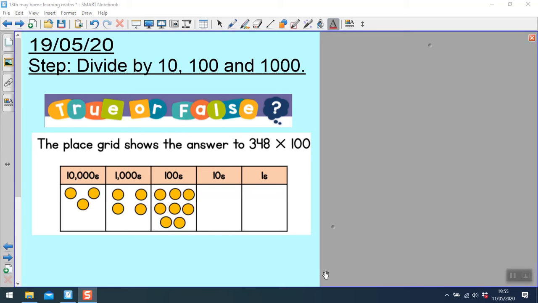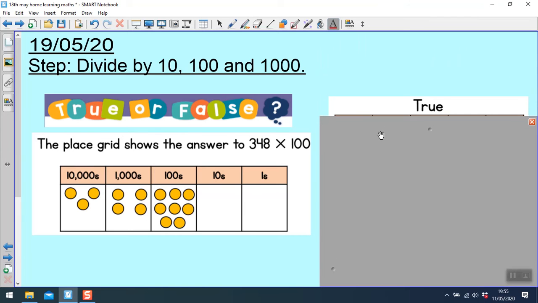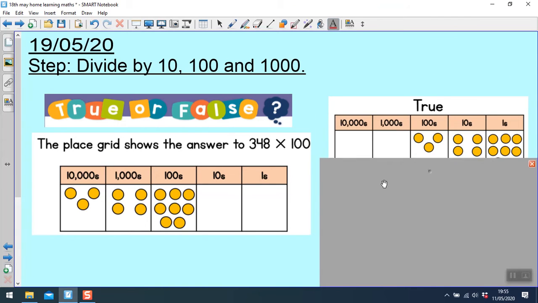First of all, I'd like you to have a go at this true or false question. The place value grid shows the answer to 348 times 100. Is that true or false? Pause the video while you have a think. So you should have got that it is true.